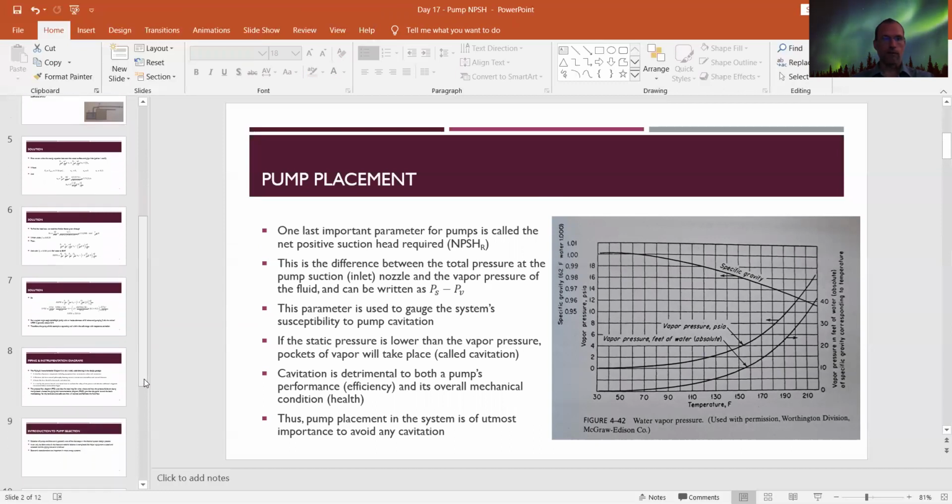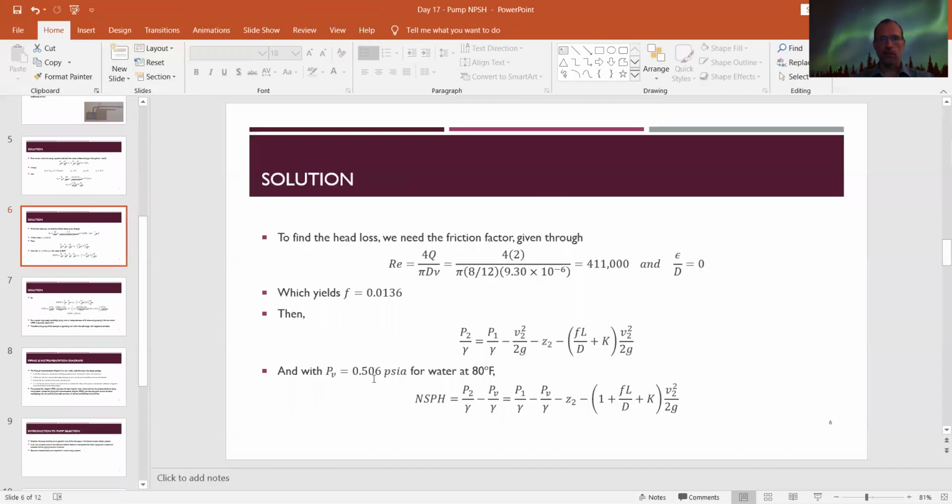Gives me roughly 0.5 psi. You can also look that up in a table for more accurate values. That's where I got this from. So 0.506 psi for water at 80 degrees Fahrenheit. So I want, as I said, to tack that onto the left-hand side. So minus PV over gamma to give me the net positive suction head at this location.